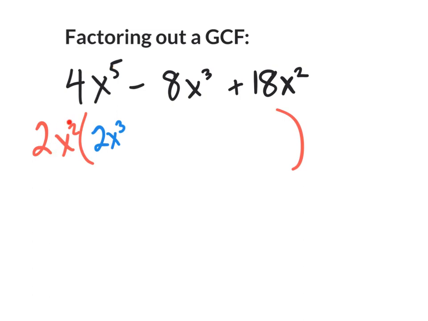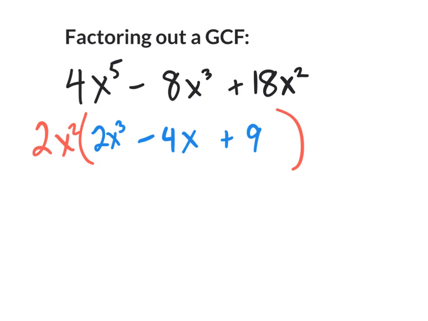And then 2x squared times what will get us that negative 8x to the 3rd? Well, that'll be a negative 4 with a single x. And then 2x squared times what will get us a positive 18x squared? Well, that's just going to be a positive 9, no x's, right? Because x squared is already here. x squared times an invisible 1 will get you that x squared. This is factoring out a GCF.